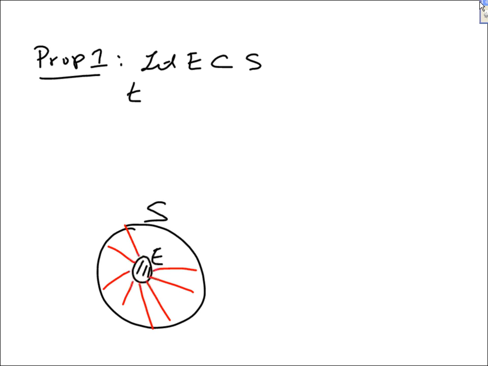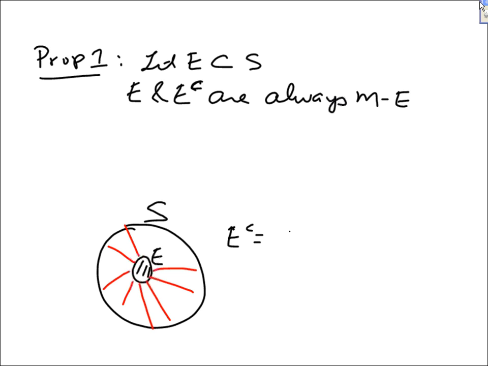First I'll say that E and not E, or E complement, are always mutually exclusive. By definition, they have nothing in common. Whatever E has, E complement is everything else. They never have anything in common. By definition, E complement is everything but E. E complement is the sample space, take away E.